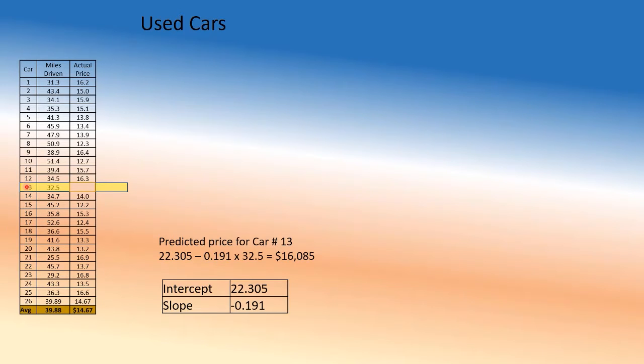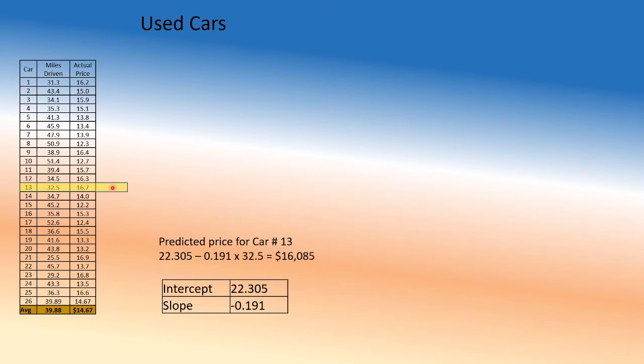Now the question is, why is this car selling for more than the average price of $14,670 some odd dollars? The reason being, the car has only 32,500 miles, but the average car is 39,880 miles. Which basically means that this car has been driven less, so it should cost more, and that's understandable. So we predict the price of the car to be $16,085 when the average price is $14,670 some dollars. Now we look at the actual price of the car, and that happens to be $16,700.